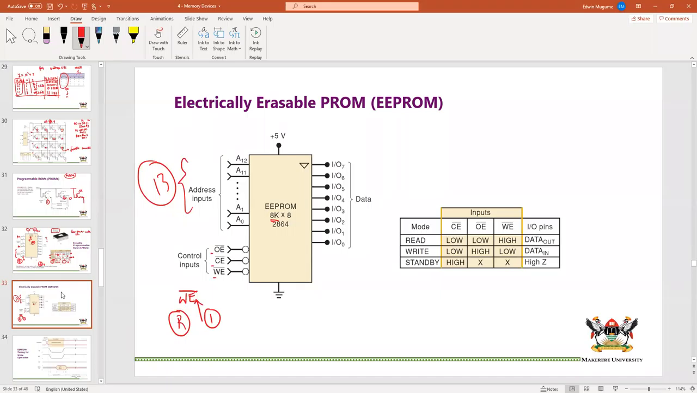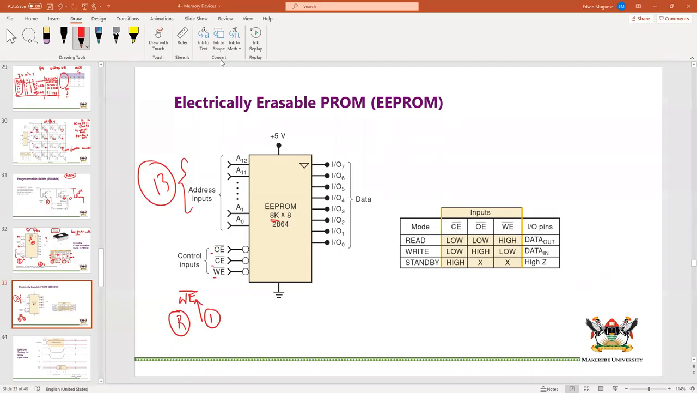CE determines whether we are in a standby or low power mode or in normal operation mode. So chip enable, you select by putting it to zero, and then you have your output enable, which is also going to control the outputs.